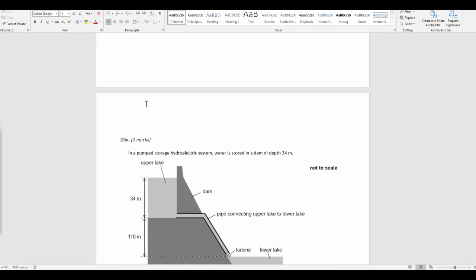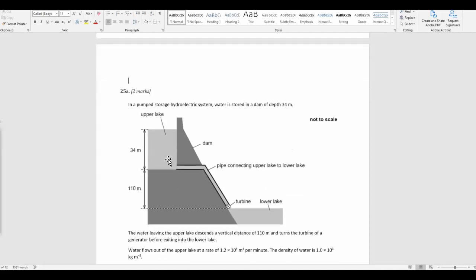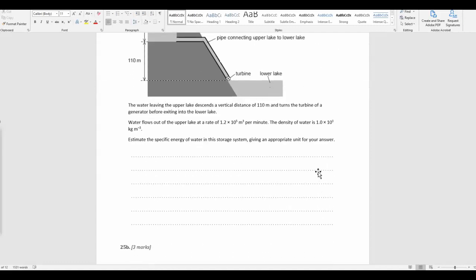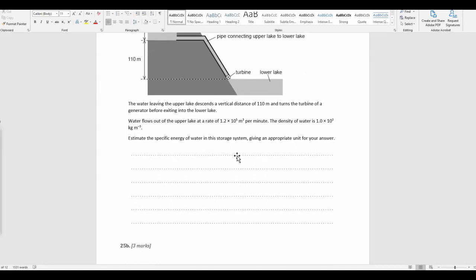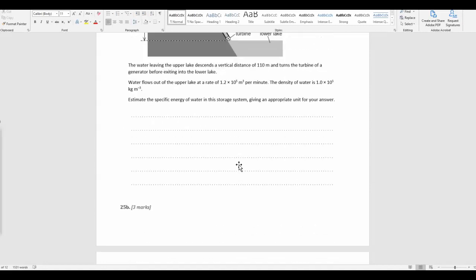I would also highly encourage you to look at the problems in your textbook, the worked out examples, and also the problems at the end of the chapter having to do with pumped storage. And as long as you keep the principles that I've been talking about in mind, you should hopefully be able to use your problem solving skills to answer these questions.